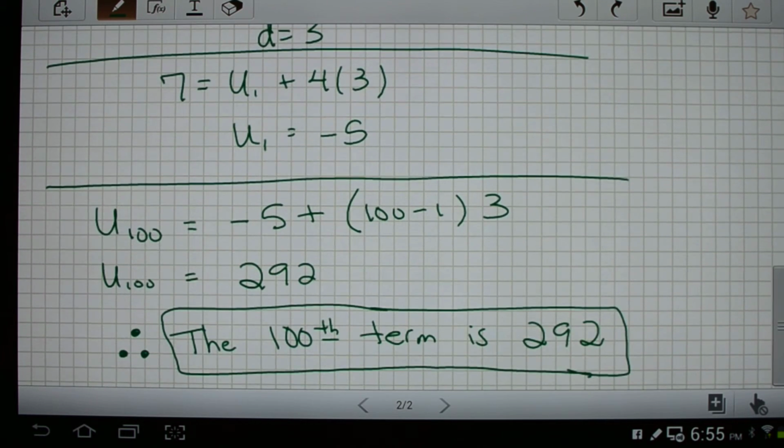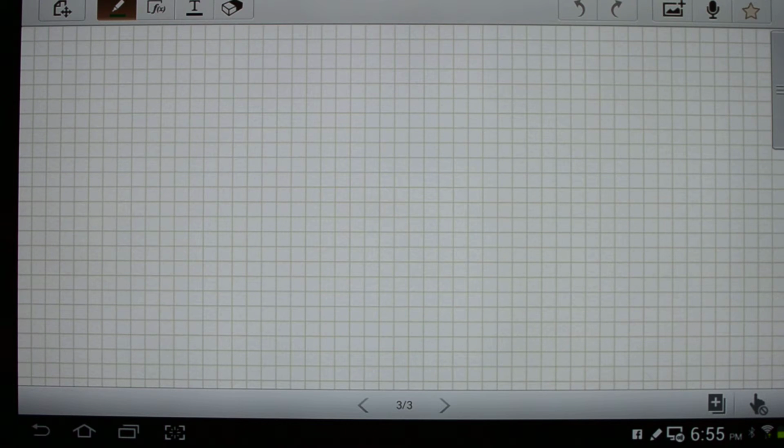And that is it for that particular example. There's one more example in this lesson, and it's for example 6.8. This is actually an easier one. So let's go ahead and do that.